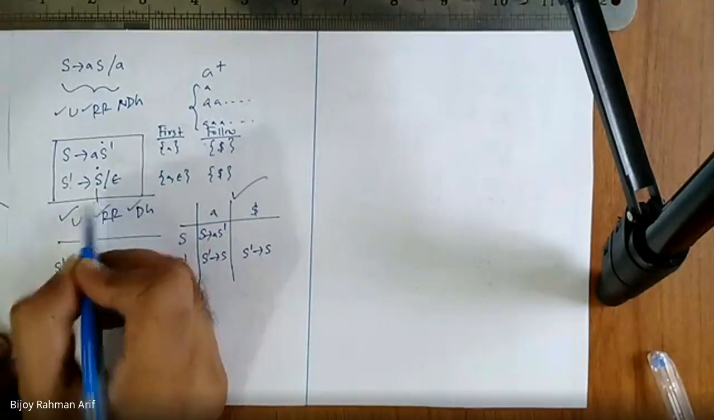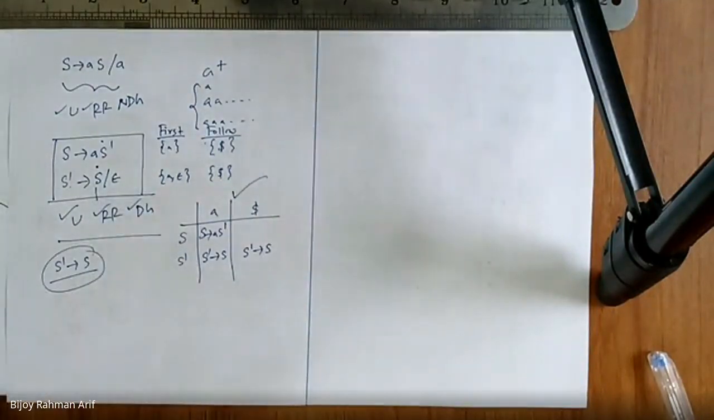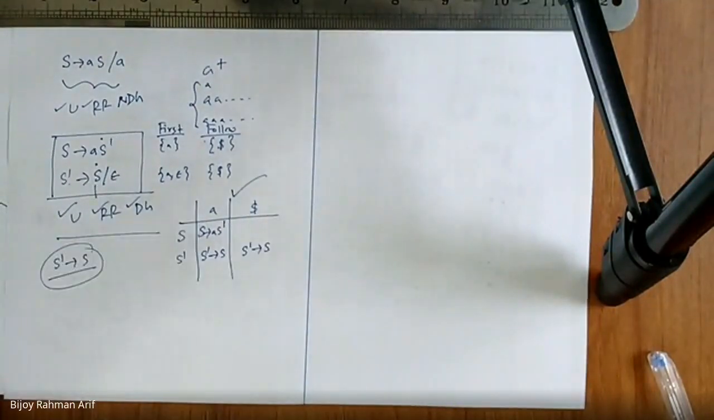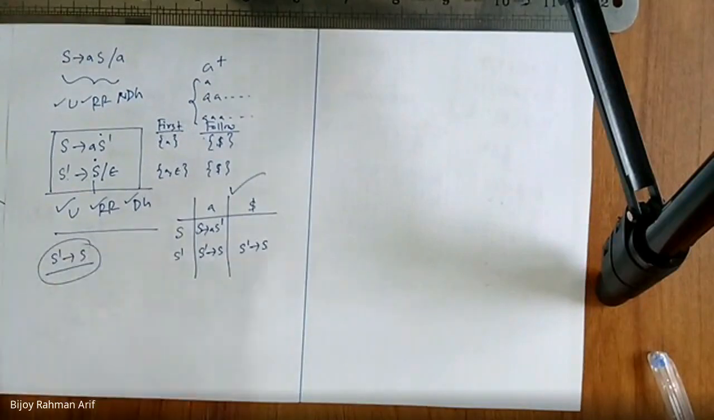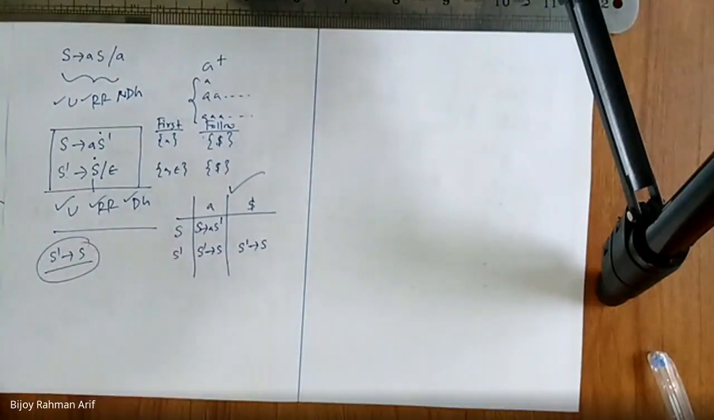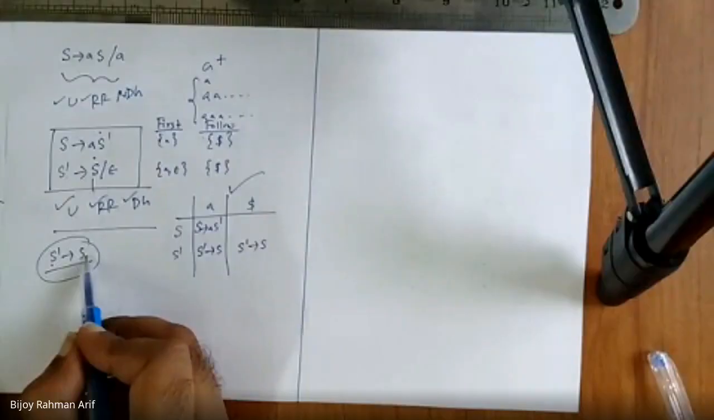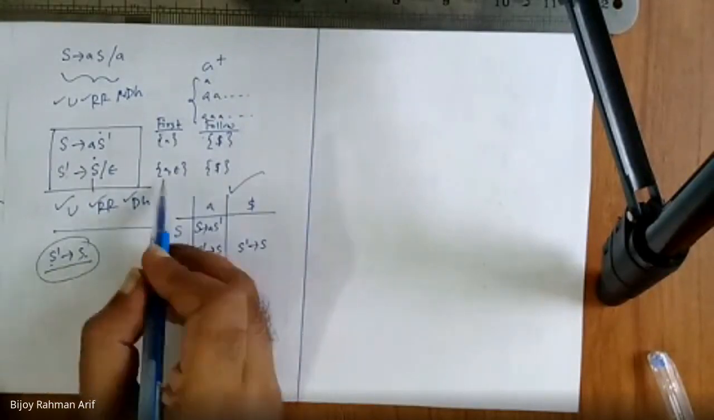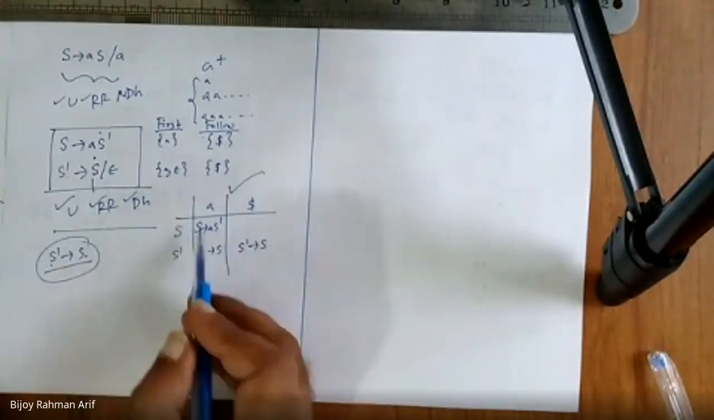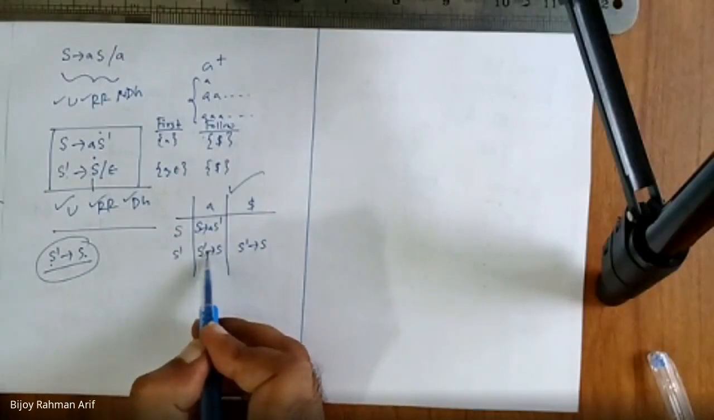Sir, if epsilon is in first, then the terminal in the follow will be there, and S derives epsilon will be placed, right? Which production are you talking about? I am in the first production, only in this part. Why should we put this production? This production should be put on first of S. What is first of S? A. So S derives S, we should put it over there. Am I right?